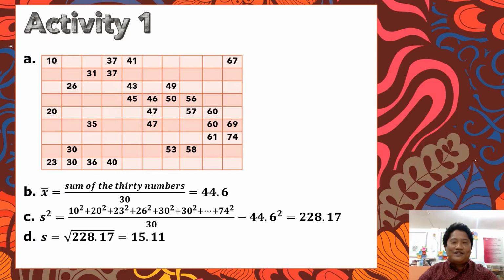And for our standard deviation, it's just simple. It's the square root of our variance, and my standard deviation is 15.11. How about your answer? So I believe we have different answers because we selected different 30 scores out of the 90 scores given. Congratulations for the first activity. You've done it well.